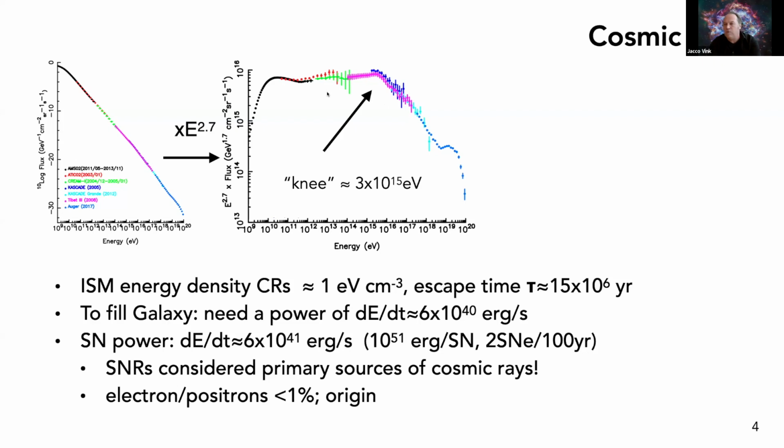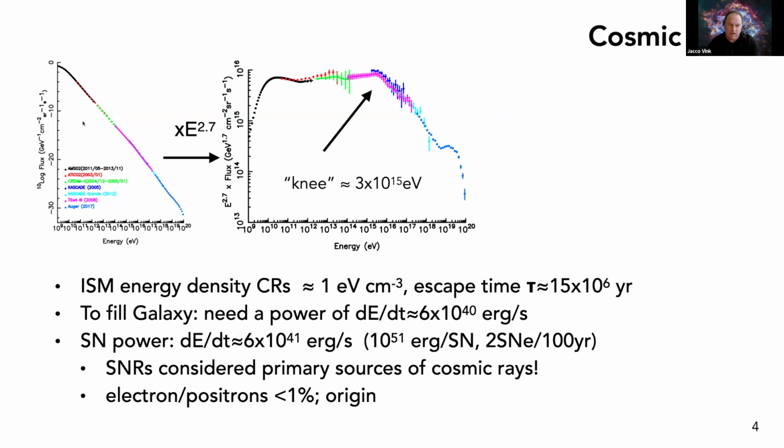Now, the idea that supernovae or supernova remnants are responsible is mainly energetic. If you look at the steep power law, of course, most of the energy in cosmic rays is at low energies, 10^9, 10^10. And we know from radioactive nuclei in the cosmic rays that the escape time is around 15 million years. So that's how long they stay in the galaxy.